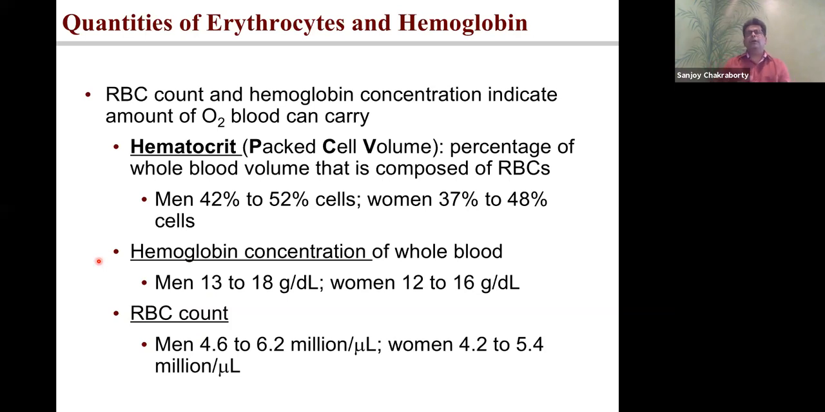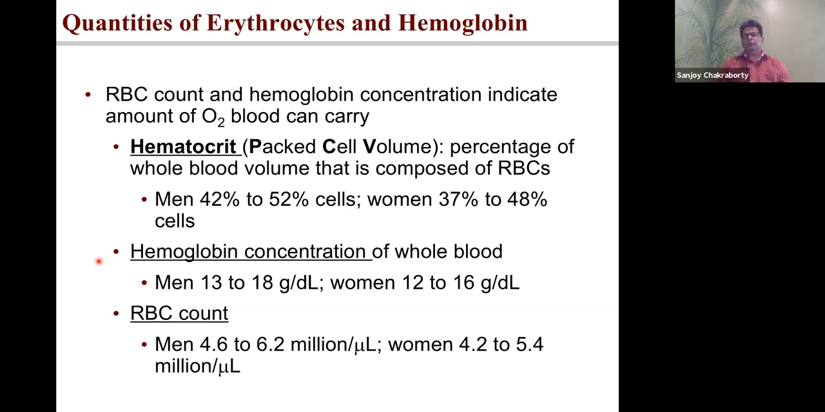Okay. So hematocrit, which is called packed cell volume, or some books will call it volume of packed red cells. So basically, this is a measurement, a percentage of whole blood, the percentage of RBC in the whole blood. So how much RBC you have percentage-wise in the whole blood.